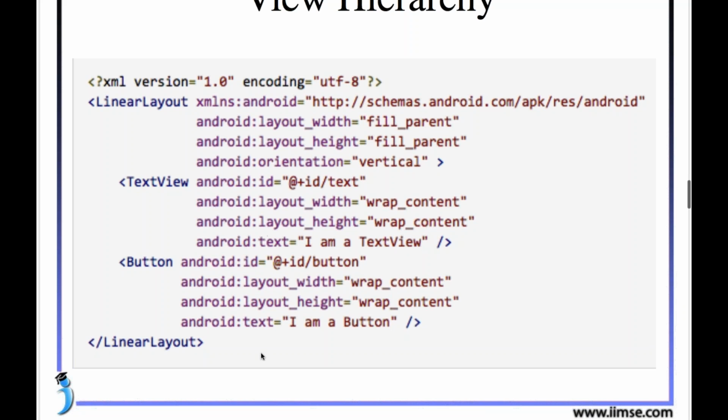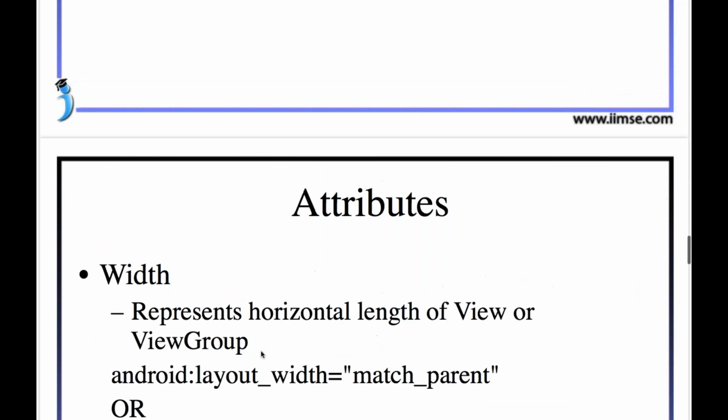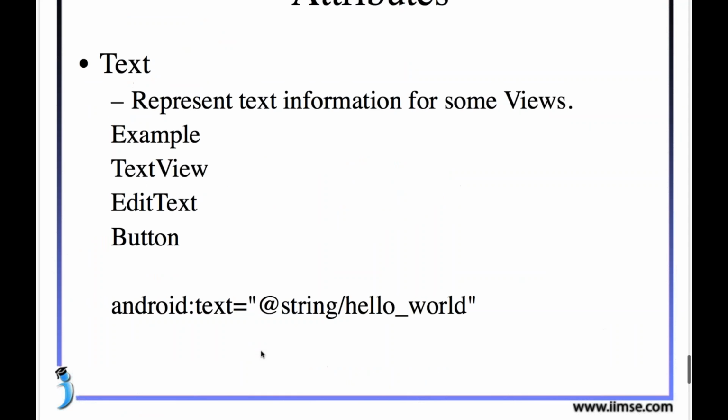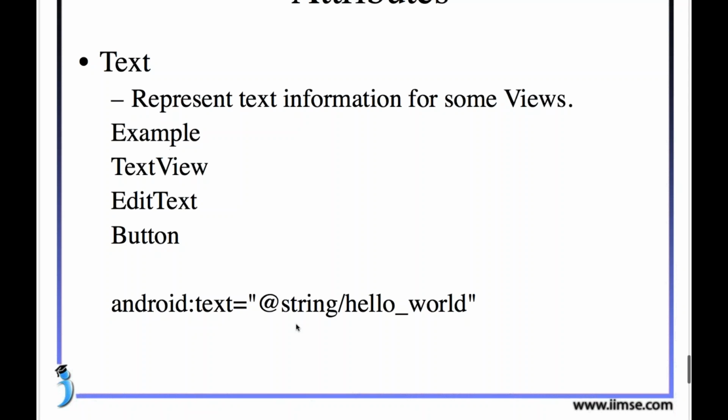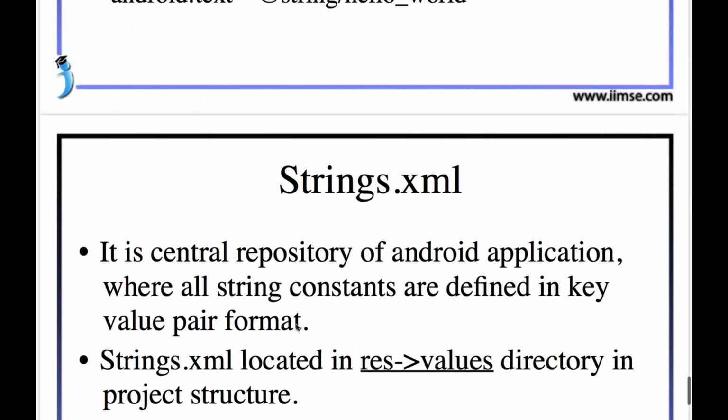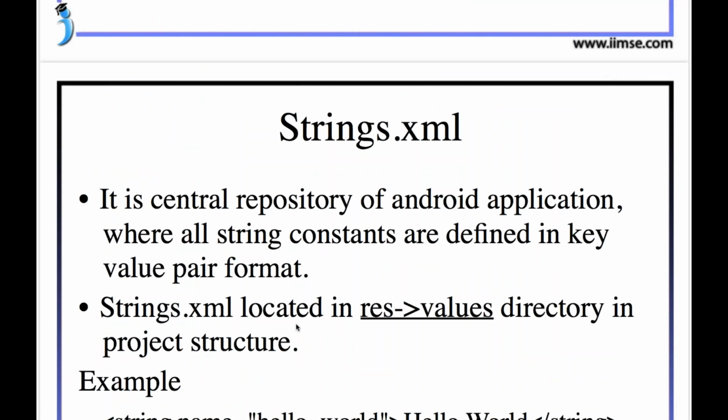So android:text is a new attribute for us and it is available on some specific components. The text attribute represents text information for some views, for example text view, edit text and button. Most probably we follow the Android developers documentation to set the string for our user interface. So we put the string in a strings.xml file. The strings.xml file is nothing but a central repository for our Android application where we keep all the string constants in key value pairs.